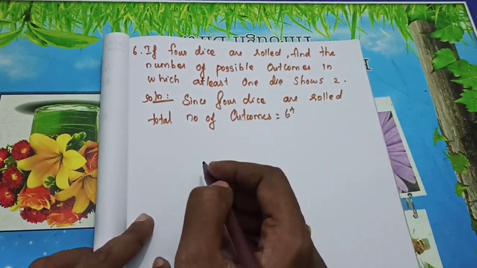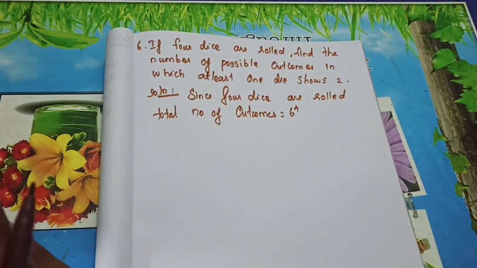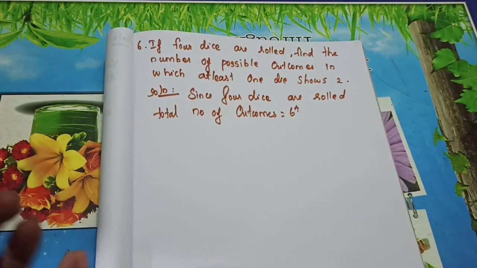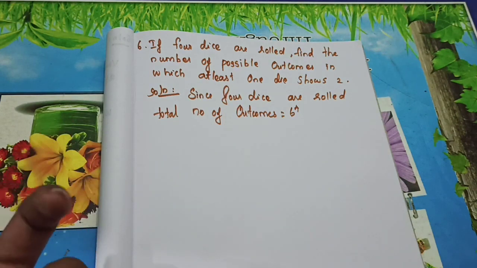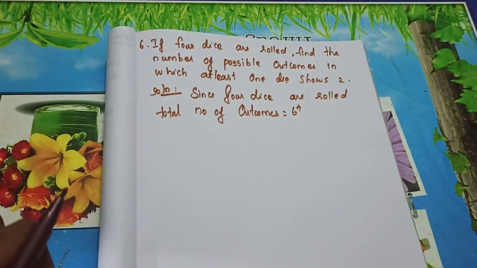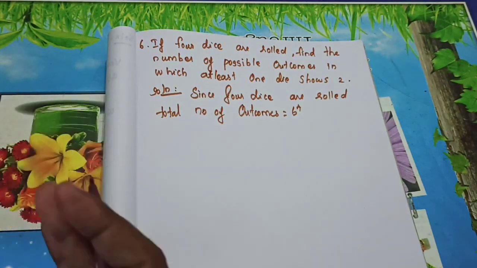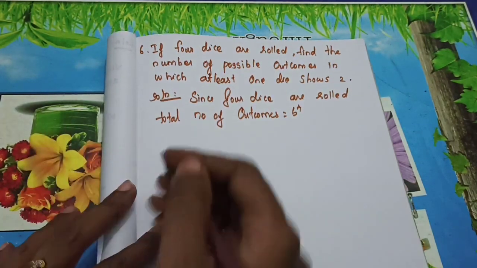Then the number of possible outcomes in which at least one die shows 2. Just think about it. Finding at least one die showing 2 directly is difficult, we can't find it. So first we can find the outcomes where 2 does not appear. Then afterwards if we subtract this from the total, you will get the answer. Like that you can do.